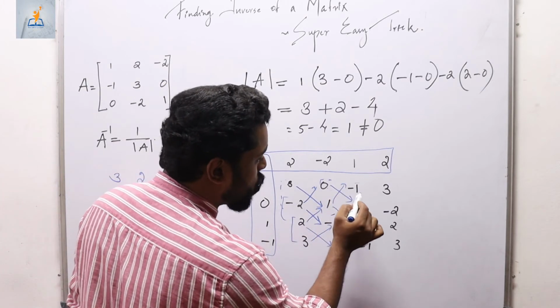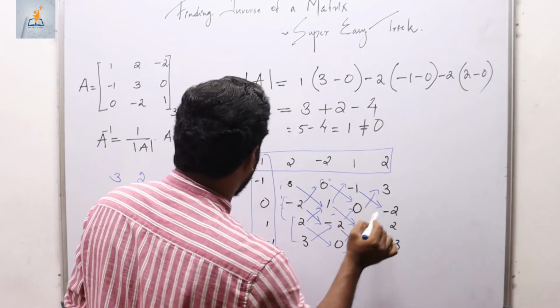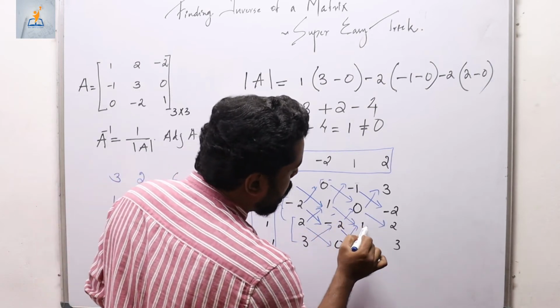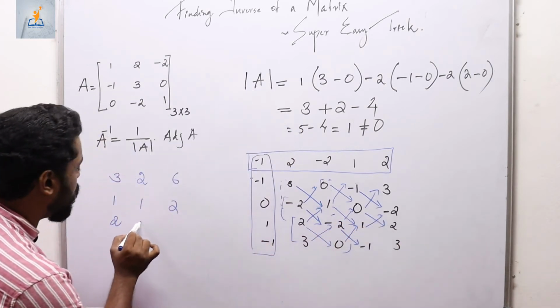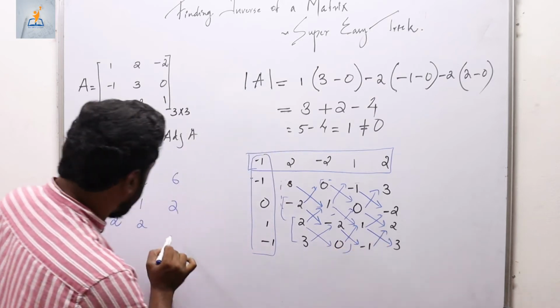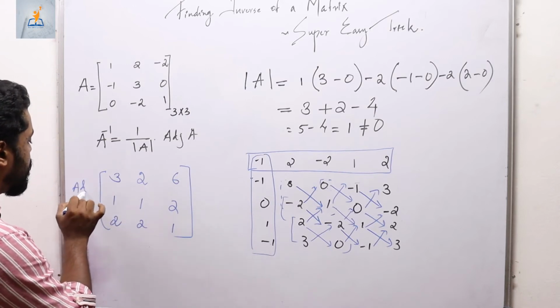Now again in the last column I can find the determinant of this matrix. It is nothing but 2 minus 0, that is 2. Again 0 minus 2, that is nothing but 2. Again 3 minus 2, it is equal to 1. So this will be the adjoint of this matrix.